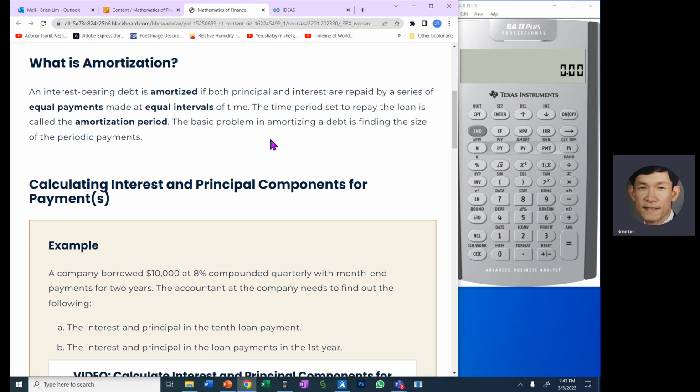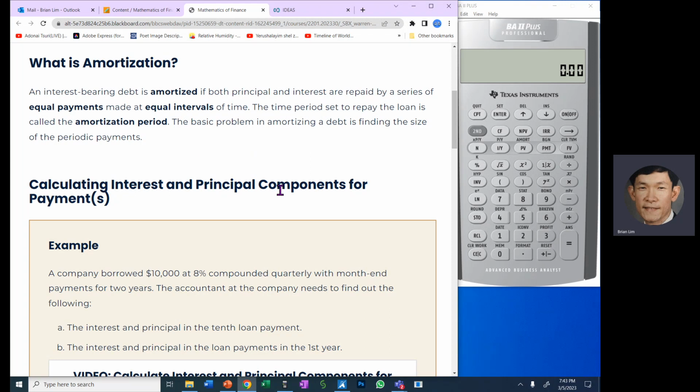Okay, today the topic is amortization. Now, what is amortization? An interest-bearing debt is amortized if both principal and interest are repaid by a series of equal payments made at equal intervals of time. The time period set to repay the loan is called the amortization period. The basic problem in amortizing a debt is finding the size of the periodic payments.